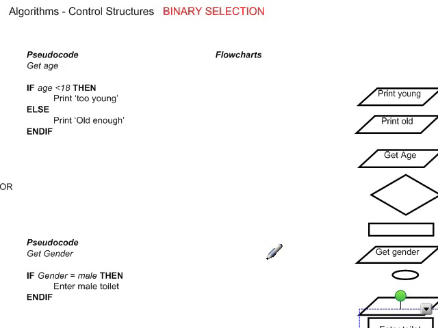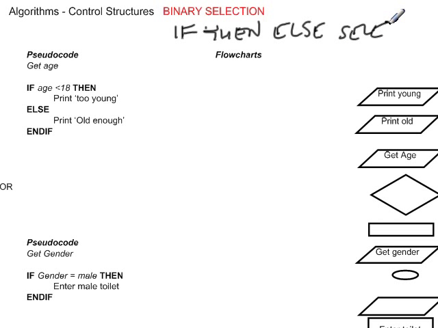The next one we're going to look at is binary selection. Another name for binary selection is an if then else selection. So with the if then else selection, you're having a decision. In each case here, we have a condition that's going to give us a binary output. It's either going to be true or false.